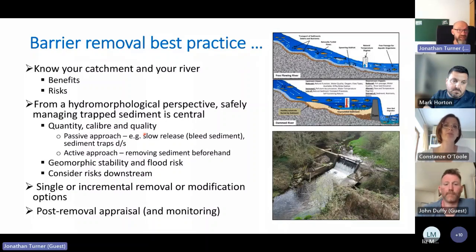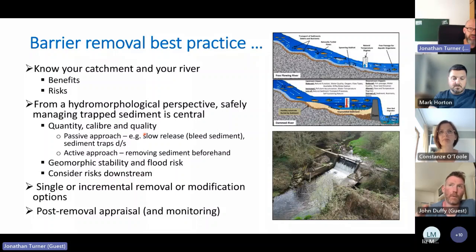So contamination in industrialized areas might include heavy metals. I guess in Ireland it might include fine sediments that hold a lot of nutrients, and organic matter as well, which can present a risk to aquatic ecosystems downstream. So we need to consider the geomorphic stability at the site. We need to consider flood risks, as I've already mentioned, and I guess we also need to know our system downstream. What are the risks downstream? What are the sensitive species downstream?